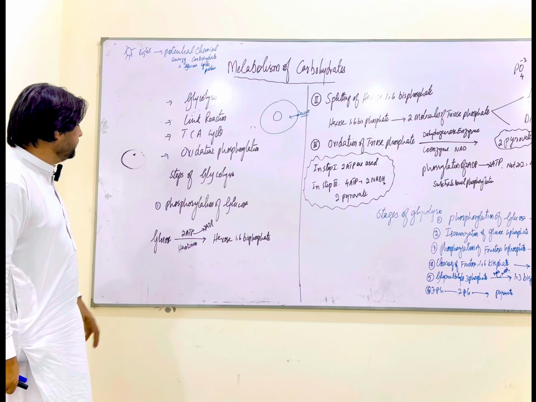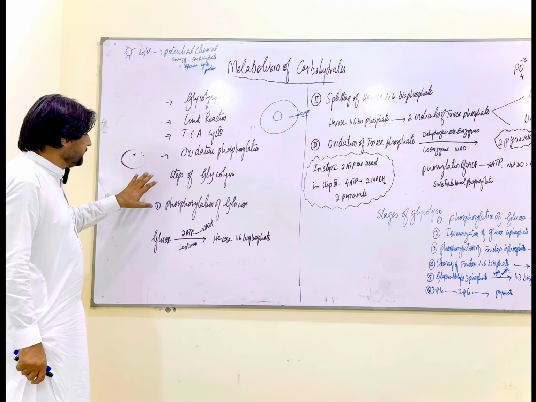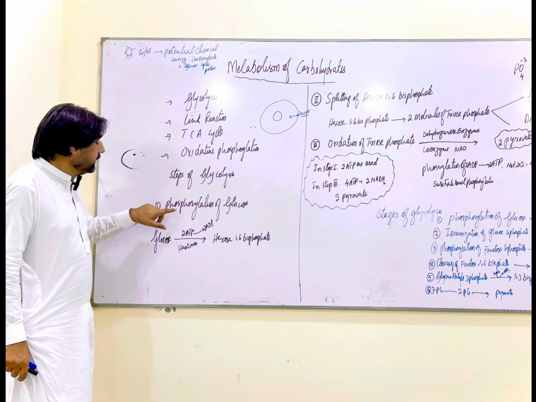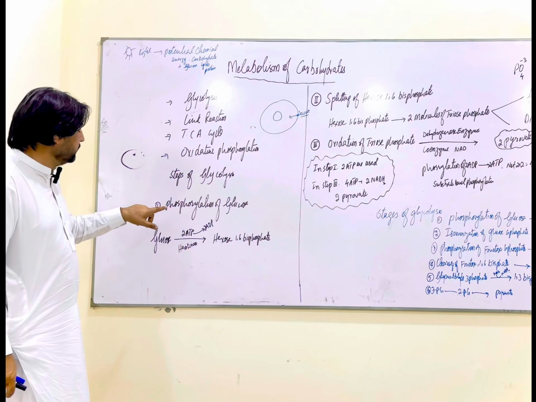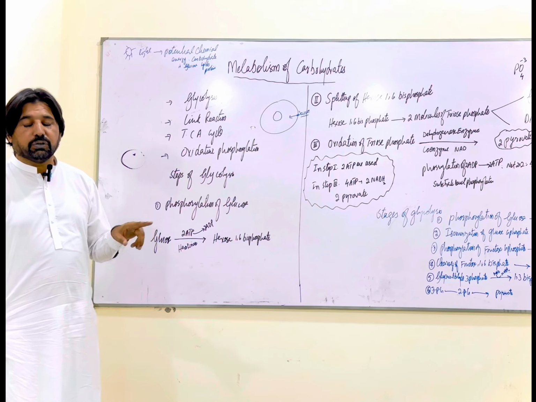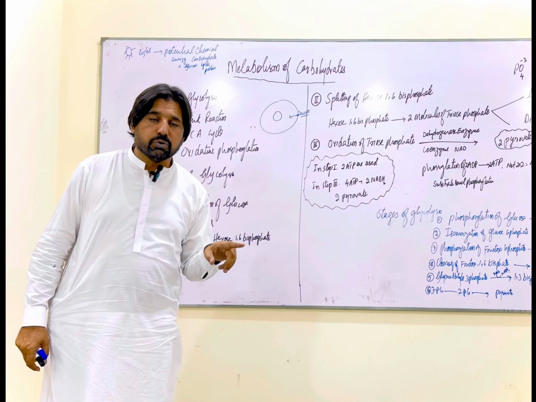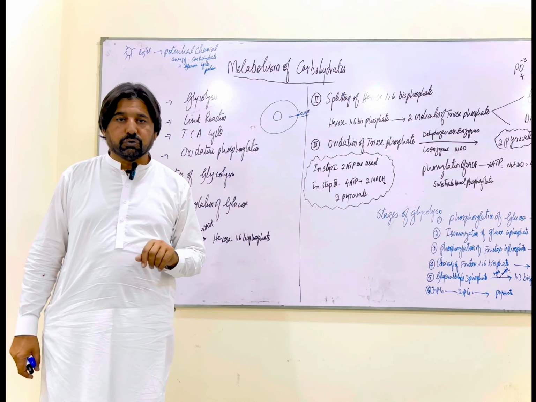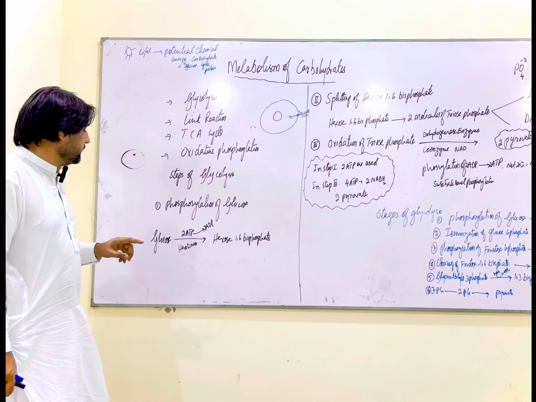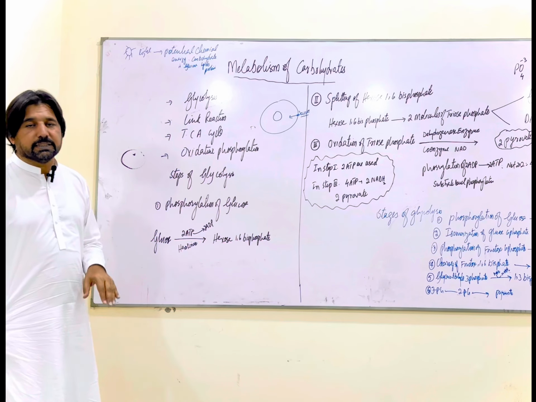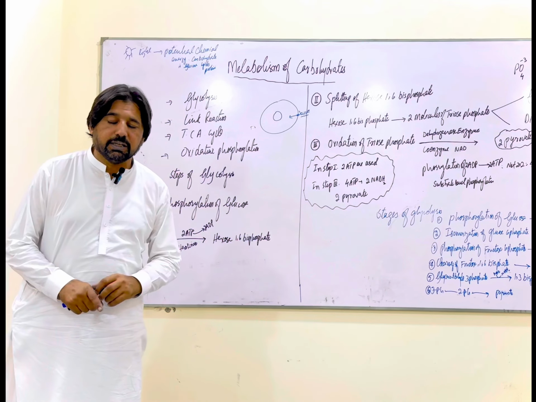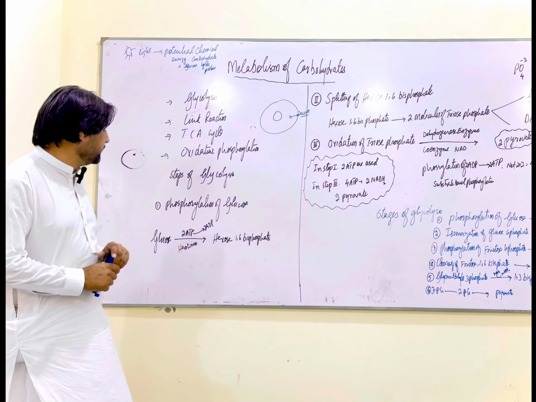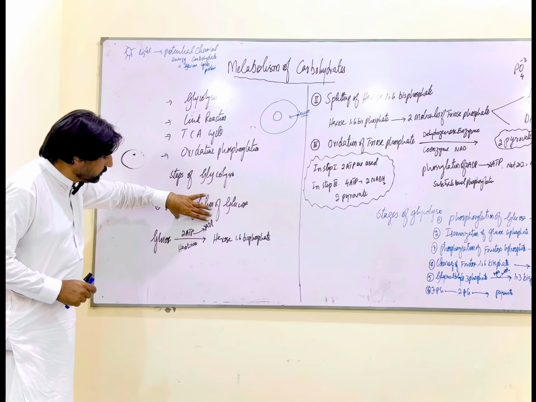We start with the process of glycolysis. The first step of glycolysis is phosphorylation of the glucose molecule. In the first step, glucose is attached with one phosphate to give us glucose 6 phosphate. Glucose 6 phosphate is further isomerized to convert into fructose 6 phosphate. Then attachment of one more phosphate takes place, which gives us fructose 1,6 bisphosphate.